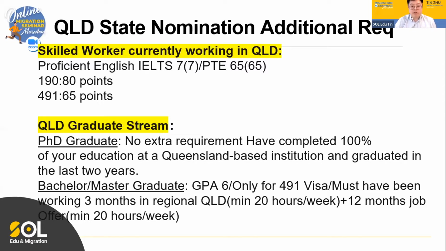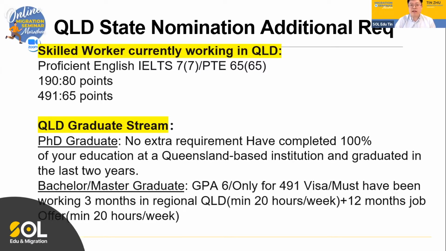And for the Queensland graduate stream, as long as you complete 100% of your PhD in Queensland and satisfy the DHA requirements, you will be eligible. So this is for the PhD stream. That's why I said PhD graduates in Queensland are the winners for this year's state nomination requirements. But you need to be a graduate within the recent 2 years.